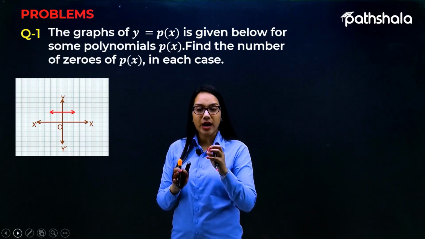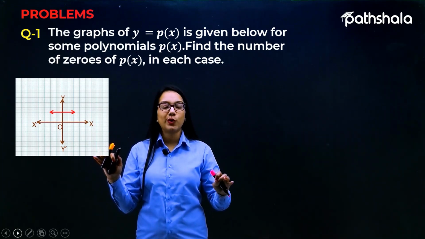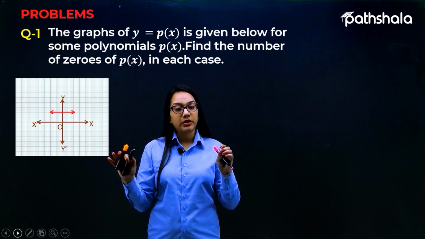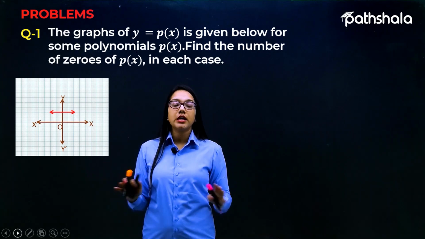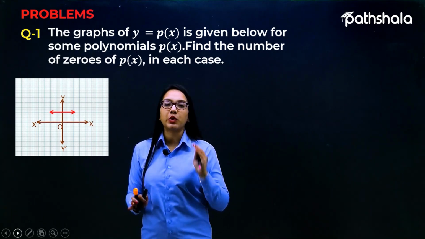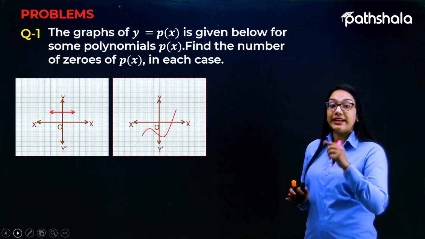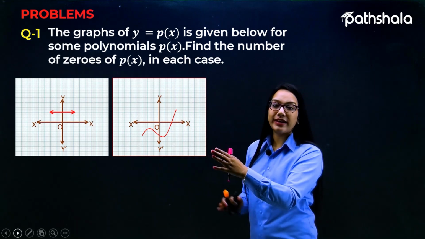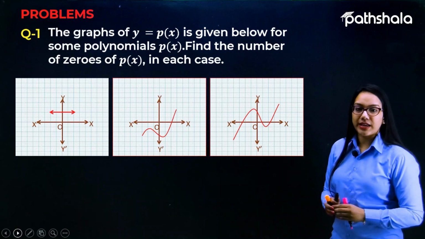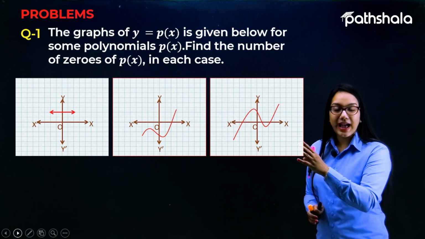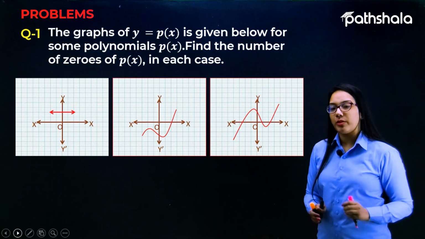So the answer for the very first graph is that the number of zeros is 0, or that there are no zeros for this particular polynomial. Let's talk about the second graph. In the second graph, we can see that the graph is intersecting the x-axis at only 1 point. It means that the number of zeros is 1. Now let's talk about the third graph. In the third graph, we can see that the graph is intersecting at 1, 2 and 3 points. It means that the number of zeros for this particular polynomial is 3.